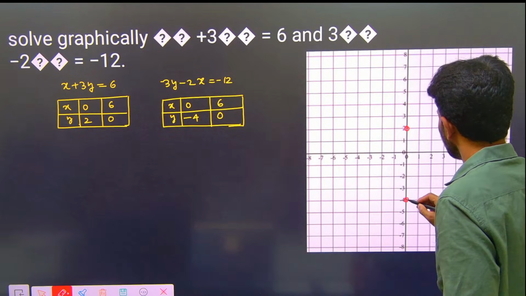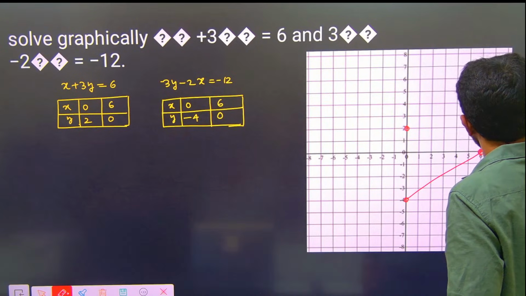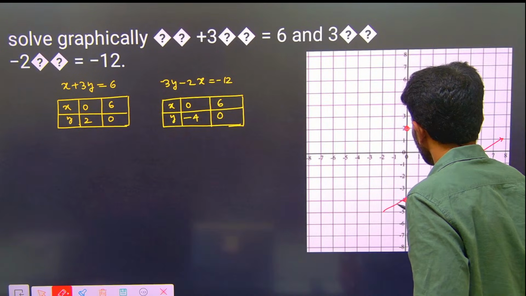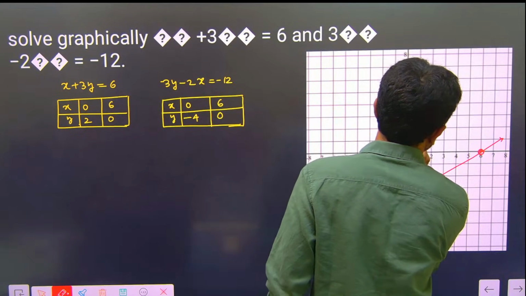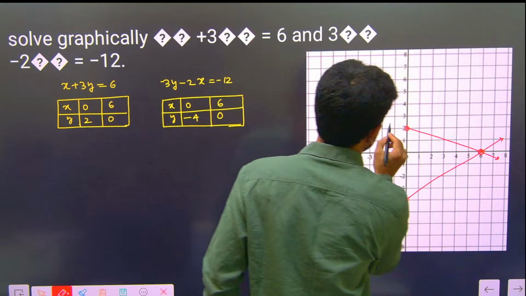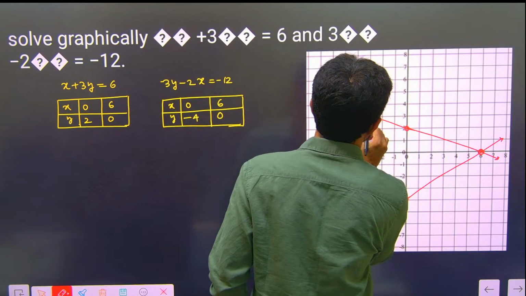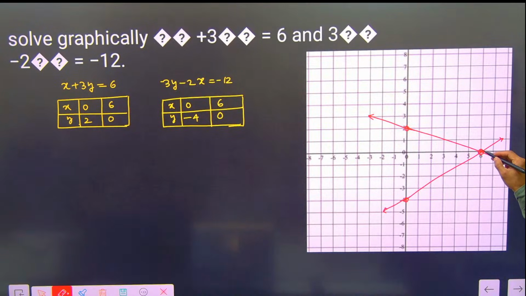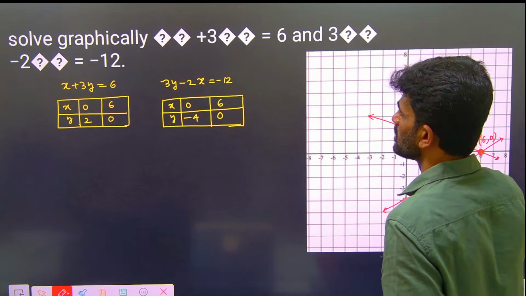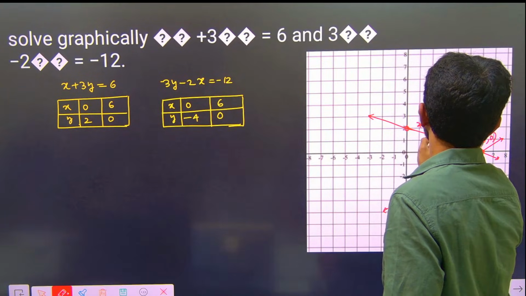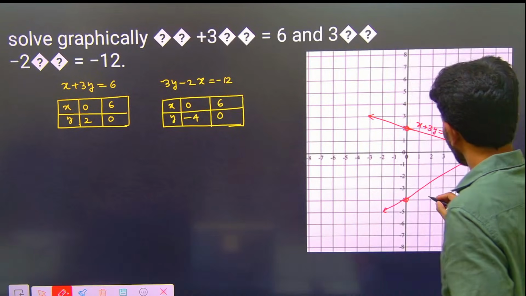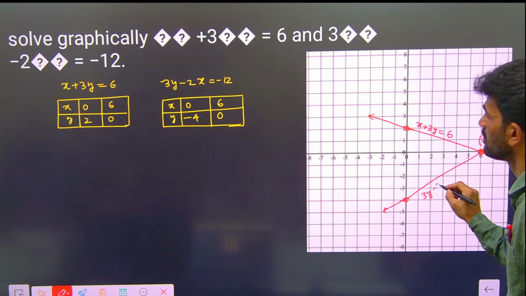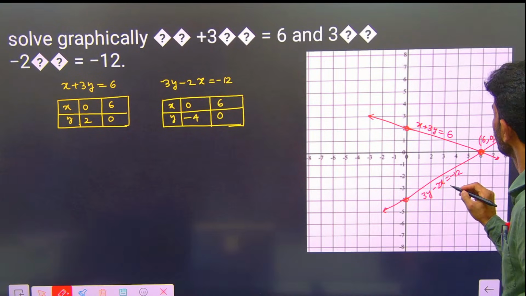Now we have to join these. This is one line. This is another line. By using a scale you will draw, so you will get exactly correct straight lines. And we can understand these two lines are intersecting at 6 comma 0. We can write this: this is what? x plus 3y is equal to 6. And what is this line? 3y minus 2x is equal to minus 2.